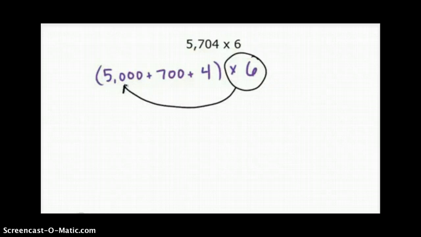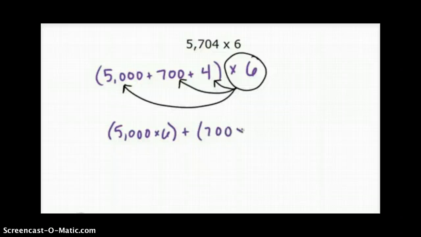So 5,000 times 6, 700 times 6, and 6 times 4. We don't need to worry about the tens because 6 times 0 is still going to be 0. Now I will rewrite the problem with parentheses. 5,000 times 6 plus 700 times 6 plus 4 times 6.